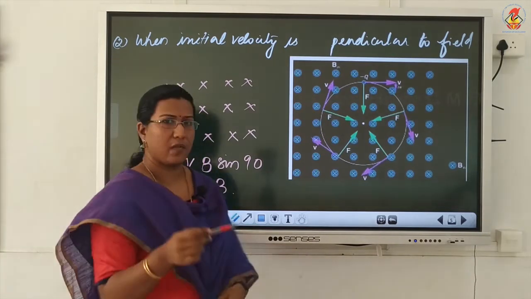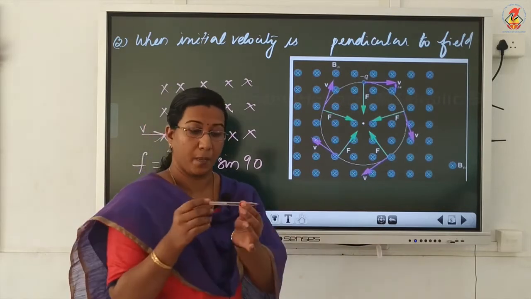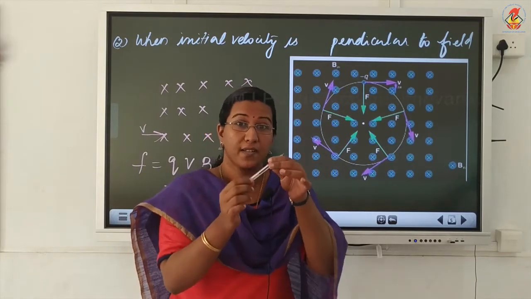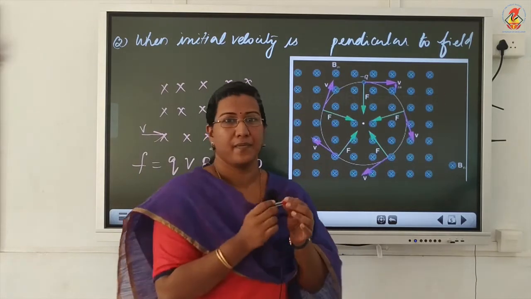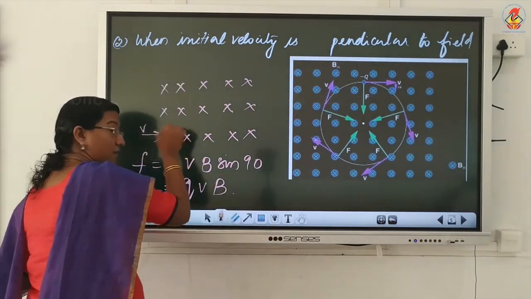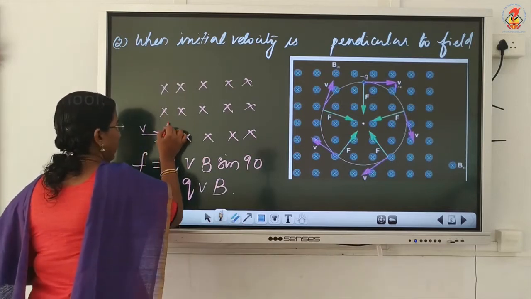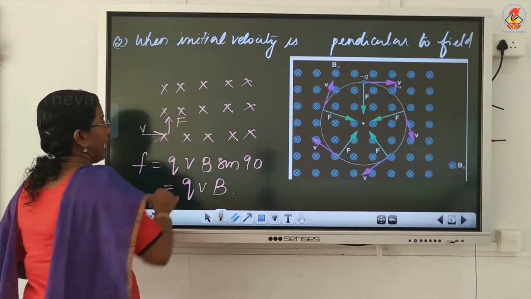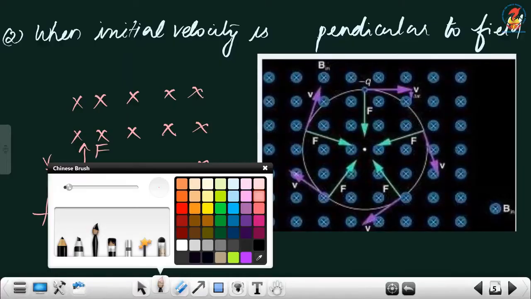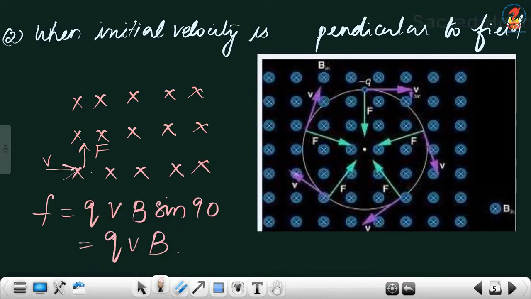Imagine you are travelling in a straight line, or a particle is travelling in a straight line. All of a sudden, a force is given in the upward direction. What happens? The particle starts to get deflected. In the same way, with velocity in this direction and the magnetic field into the board, the force will act along the upward direction, and this force will deflect the particle in the upward direction.